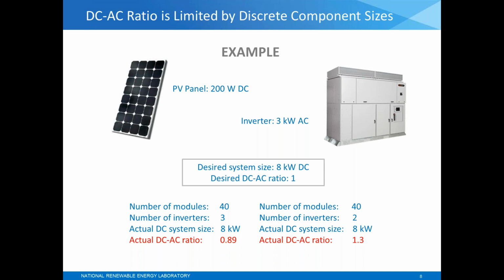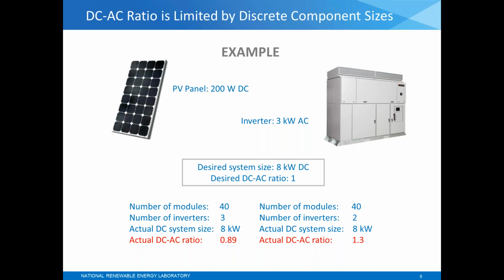Well, for an 8 kilowatt system, you can either choose to have 3 inverters, so the situation on the left, which will give you a DC to AC ratio of 0.89, or you could choose to have 2 inverters, the system on the right, which gives you a DC to AC ratio of 1.3. And so if you're aiming to get to a DC to AC ratio of 1, these are actually going to be your 2 closest options, and you'll have to pick between those.